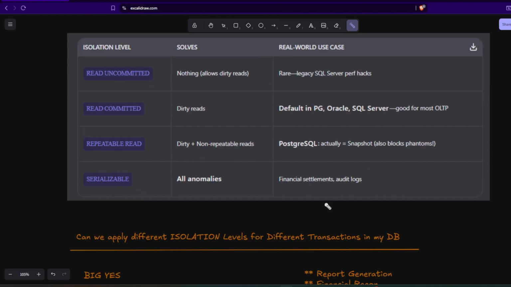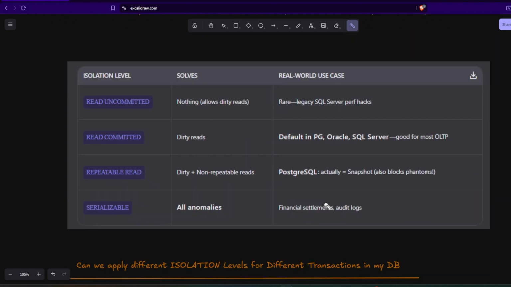Now let's try to summarize the things that we learned. Under read uncommitted, read uncommitted is no longer used in any system.